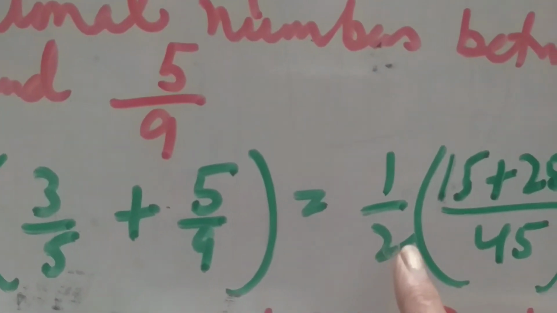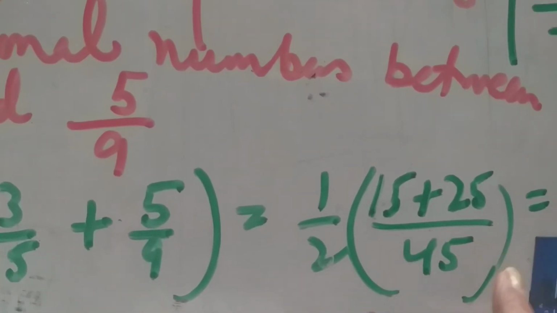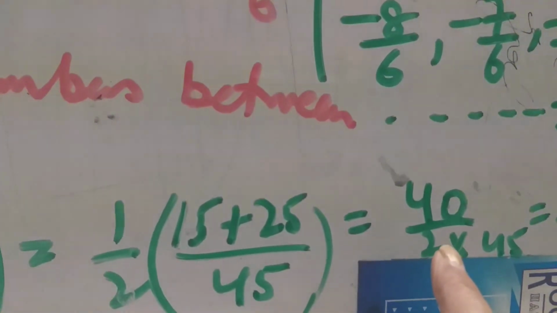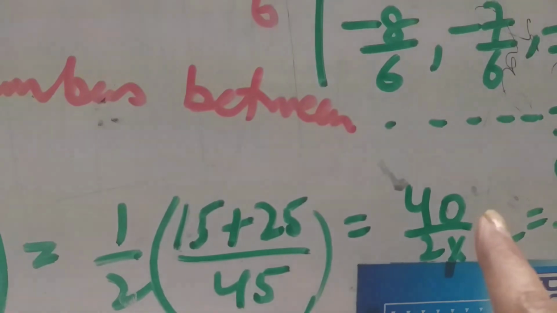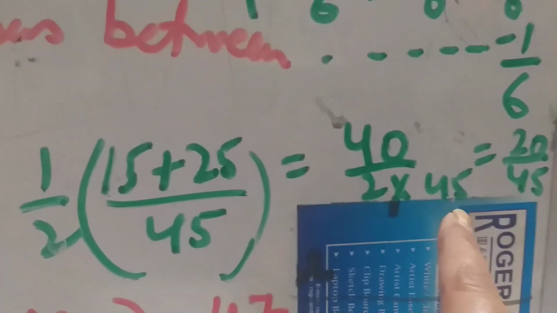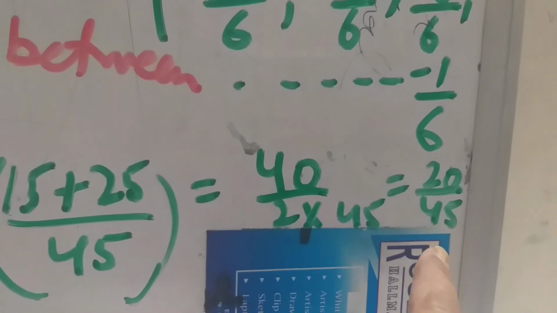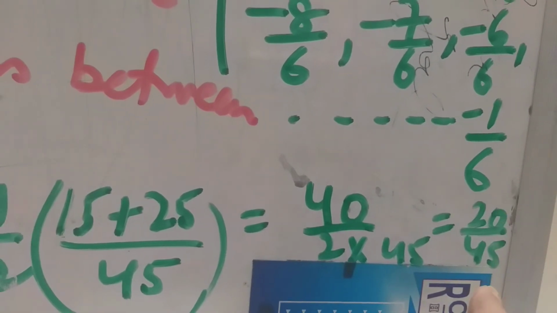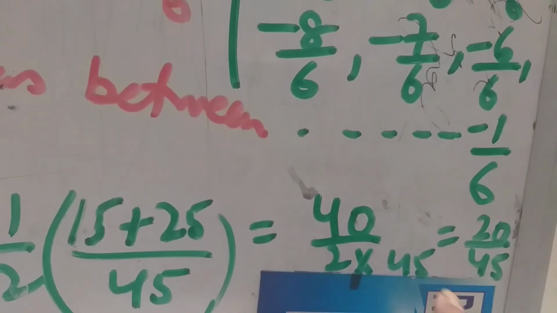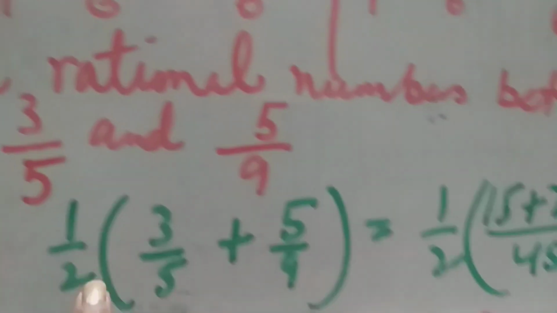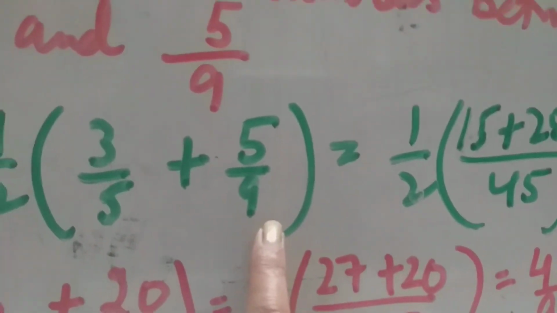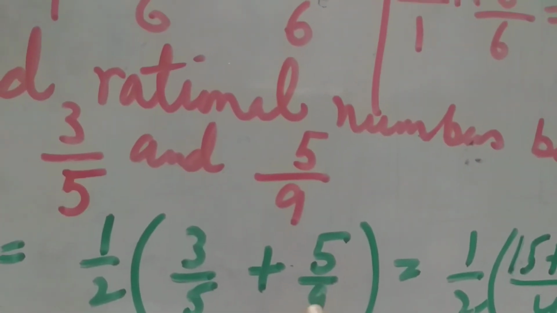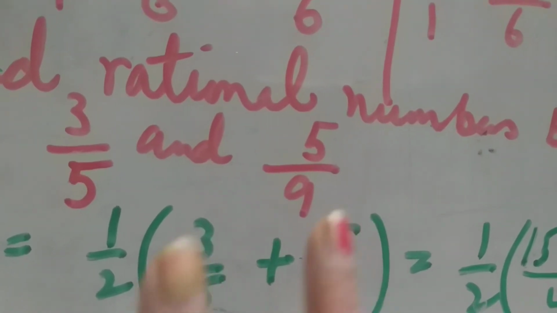When I added the numbers, I got half, and I took the LCM. I got 45, 15 plus 25 in the numerator, and then I got 40 upon 2 into 45, and I cancel 40 with 2, I get 20 upon 45. So this number 20 upon 45 is going to be the midpoint of 3 upon 5 and 5 upon 9. Similarly, I can find infinite number of rational numbers between two given rational numbers.